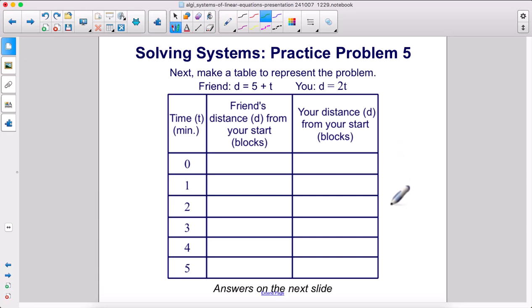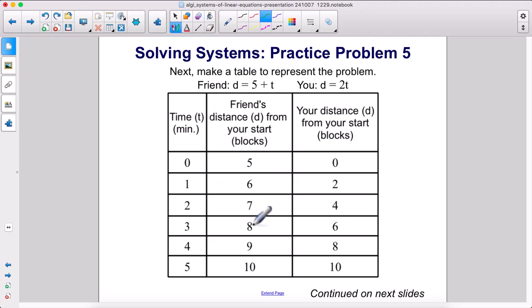Next, make a table to represent the problem. So this is another way to solve a problem like this. We're just going to plug different times into these equations and see what we get. At time 0, this goes away and we have 5. This goes away and we have 0. So this is your friend's distance. This is your distance. After 1 minute, your friend is at a position of 6 and you're at 2. And you can see 7, 4, 8, 6, 9, 8. And then finally, after 5 minutes, you are at the same place.